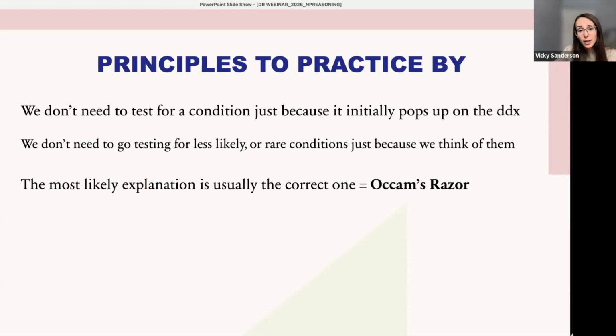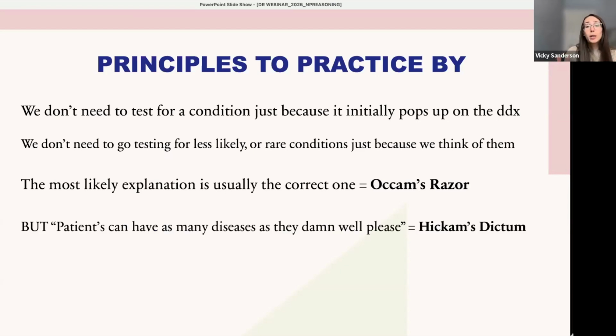But in contrast to this, Hickam's dictum, so Hickam was someone that reminds us that patients can have as many diseases as they damn well please. That's a direct quote from him from way back in the day. This reminds us that if we diagnose a patient, but they're coming back to us and their symptoms are worse or their symptoms aren't getting better or treatment's not working, then we have to remind ourselves that patients can have several diseases accounting for their presentation. So that would be the time to revisit our differential and think about what else could be accounting for their symptoms, what we may have missed.